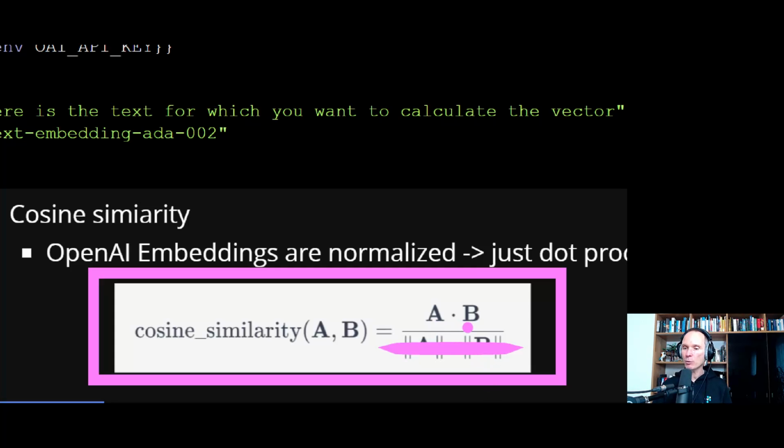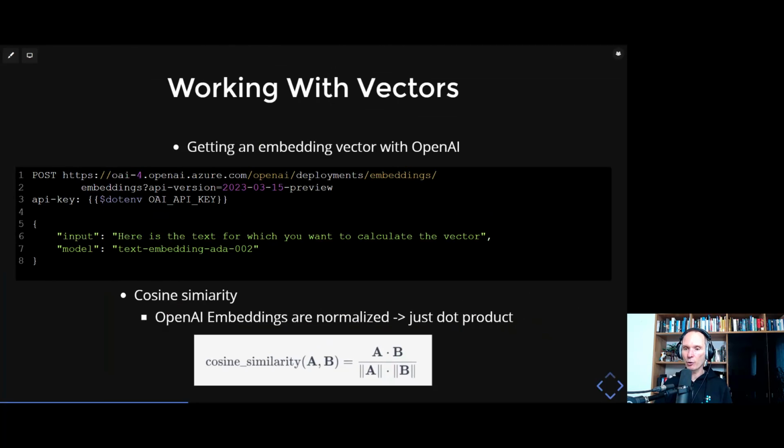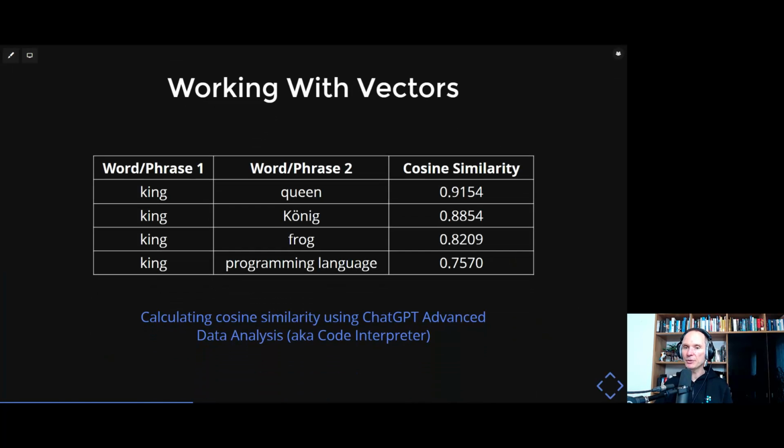The only thing we need in order to calculate the similarity of two n-dimensional vectors when it comes to OpenAI embeddings is the dot product of the vectors. For this table, I simply multiplied the embedding vectors for king and queen, and this is the cosine similarity. The higher the value, the more similar the vectors are.